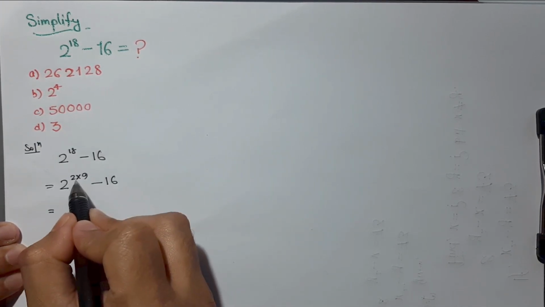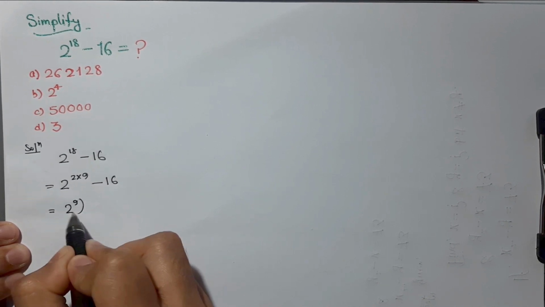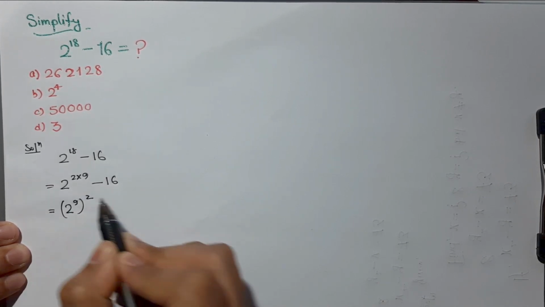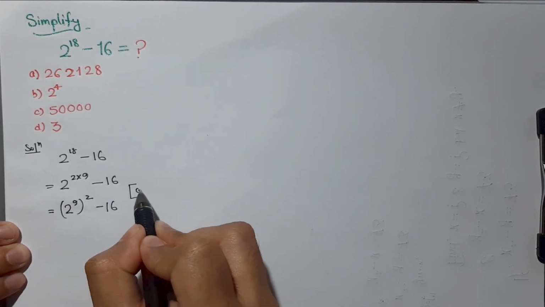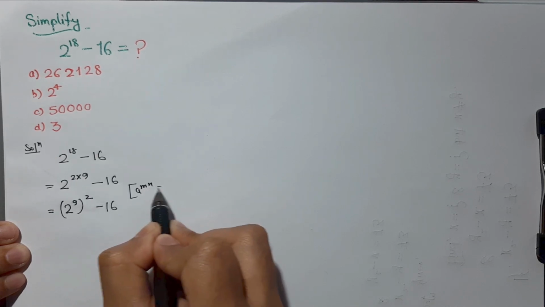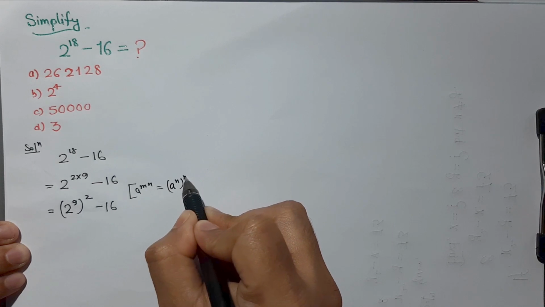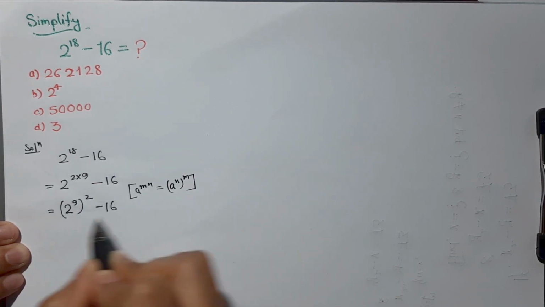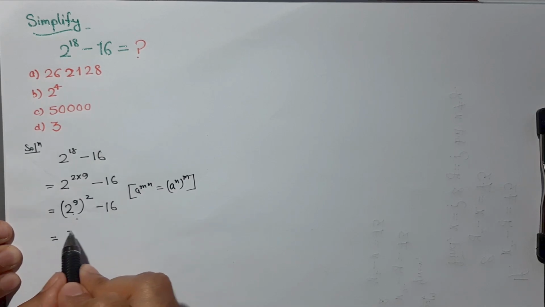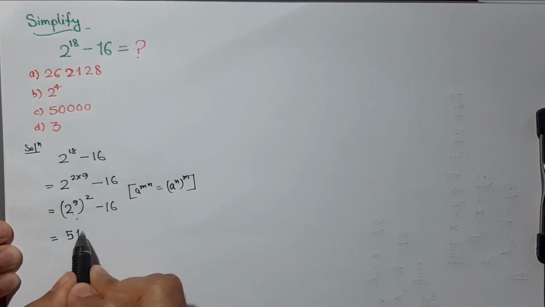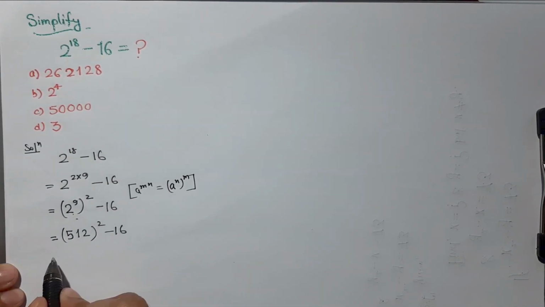Now here we can write 2 to the power 9 inside and 2 outside, minus 16. We are using this formula, a power mn is equal to a power n whole to the power m. And we know 2 power 9 is 512, whole square minus 16.